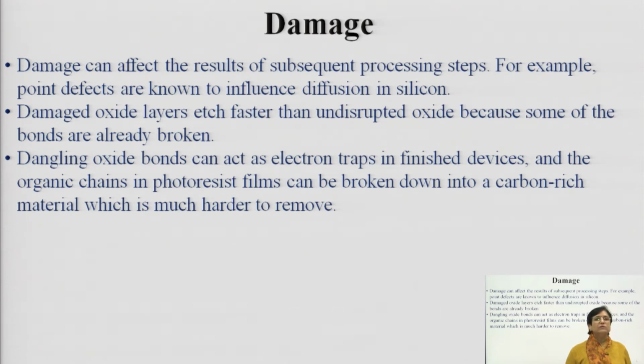The dangling oxide bonds can also act as electron traps in the finished devices. So, if your device is already designed, these dangling oxide bonds can act as electron traps. Then, organic chains in the photoresist film can be broken down into a carbon rich material, which will be very difficult to remove, because once the material becomes carbon rich, it will be very difficult to etch away. So, photoresist can become harder and will hamper the dimensions of the wafer and devices, and other process parameters also.